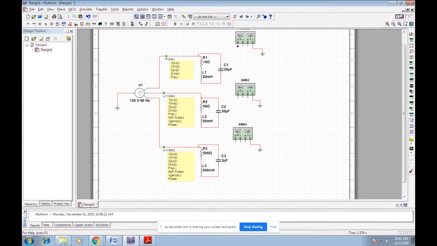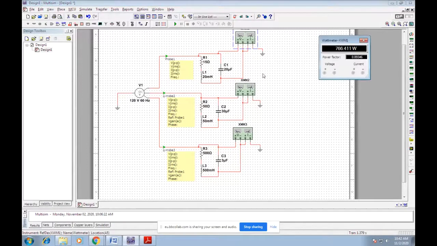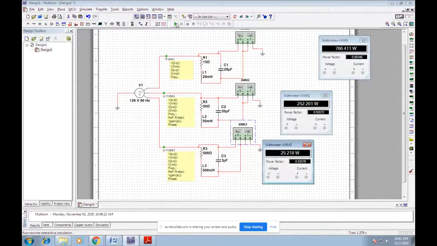Similarly, the voltage we will connect together to the RLC, positive and negative at the other end. Voltage together to RLC. Similarly, voltage together to RLC. And the current we will connect to the same in series, that is, to the negative of the voltage. Then double click the wattmeter and run the simulation. You will get some values.